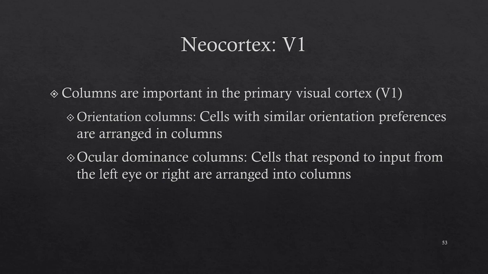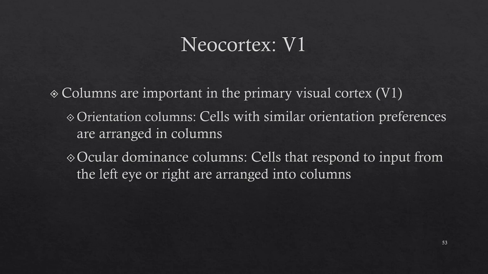So remember in chapter 8, we talked a little bit about receptive fields in the visual cortex. We already know that cells in the visual cortex respond to orientation. Cells in the visual cortex have a receptive field that corresponds to the orientation of lines, the orientation of stimuli in the environment. So in these columns, cells that have a similar orientation preference, for example, cells that respond to a 0-degree orientation or a completely vertical line, will be arranged in a column.